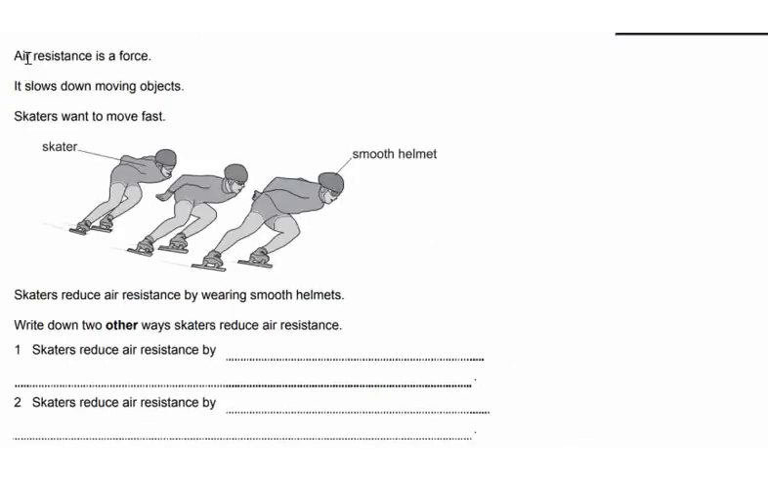Next question. Air resistance is a force. It slows down moving objects. Skaters want to move fast. Skaters reduce air resistance by wearing smooth helmets. Write down two other ways skaters reduce air resistance. One, skaters reduce air resistance by blank. Two, skaters reduce air resistance by blank.